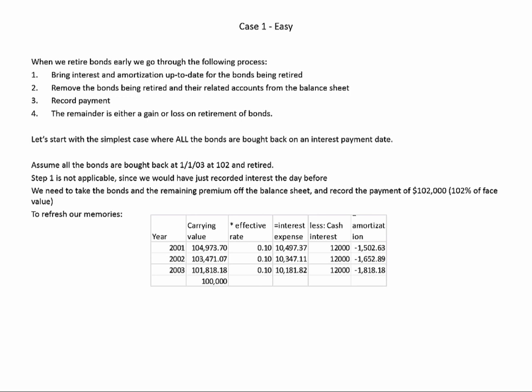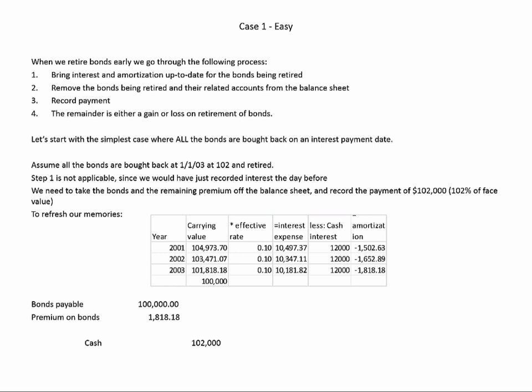And we're looking at the 2003 line on the amortization table. Looking at the 2003 line, the carrying value at the beginning of 2003 was $101,818.18: $100,000 of face value plus an $1,818.18 premium. So we'll take the bonds payable off the balance sheet. We'll take the premium on bonds off the balance sheet. We'll record our cash payment of $102,000.